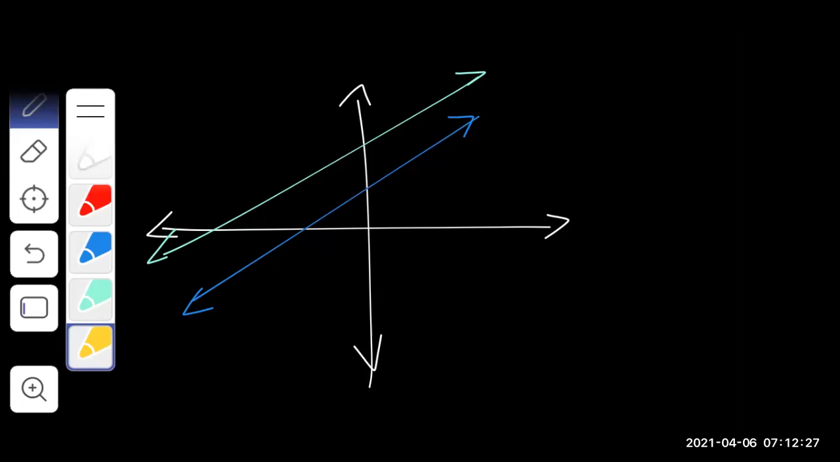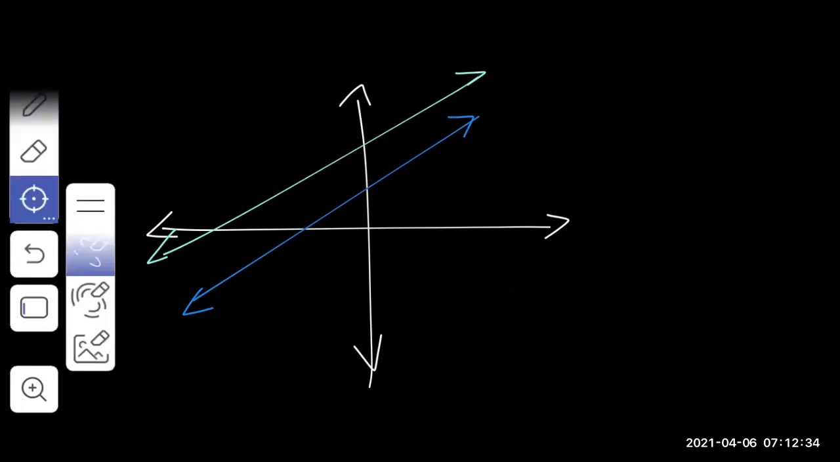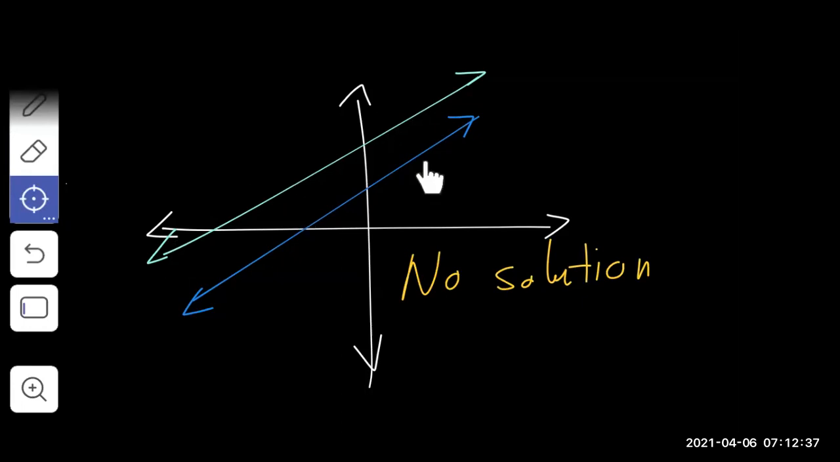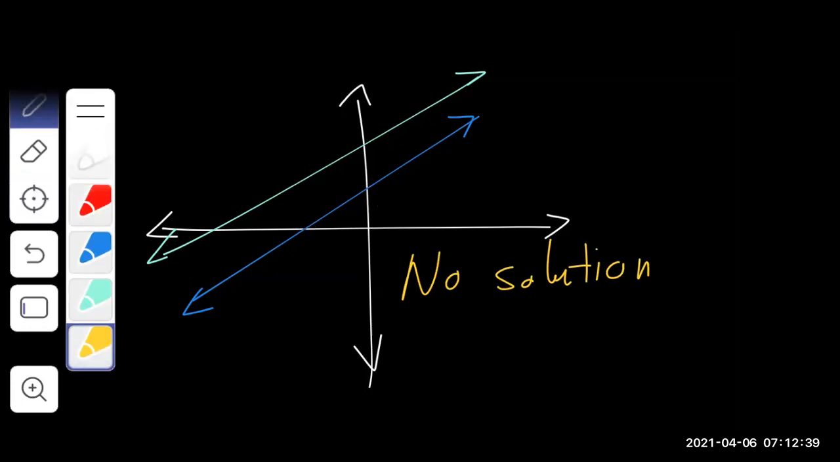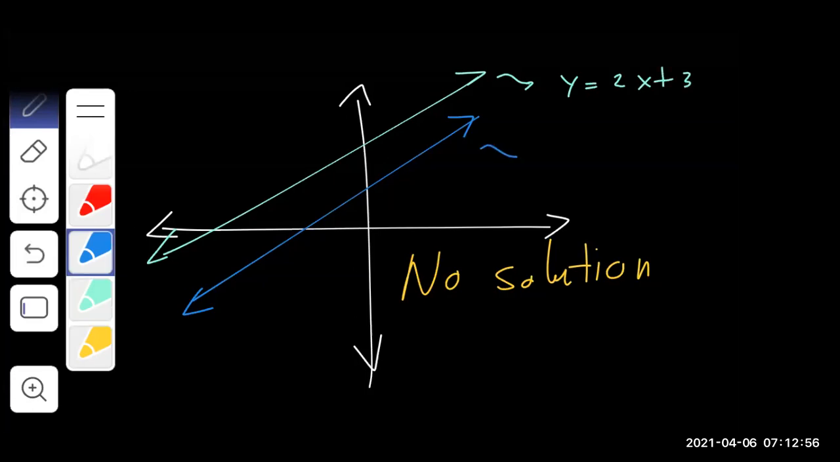No solution, because they never intersect. They have the same inclination. They will never touch. And how can I know that? When you have the same slope, for instance, this one could be something like y equals 2x plus 3. This is just an example. And the blue one would be something like y equals 2x plus 1.